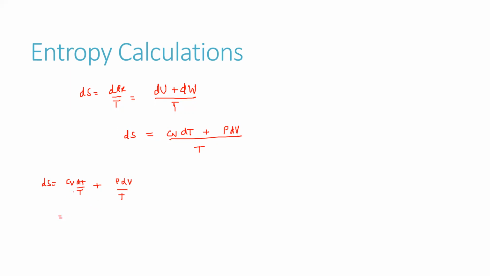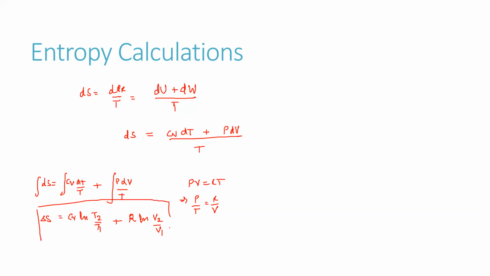So now when we integrate this, the integral of this is quite easy: Cv ln T2 by T1. That is fine. And P by T, when we use the ideal gas equation, PV is equal to RT. Hence, we'll get P by T is equal to R by V. Hence, this becomes plus R ln V2 by V1. All right. This is one very important equation for entropy. Delta S is equal to Cv ln T2 by T1 plus R ln V2 by V1.